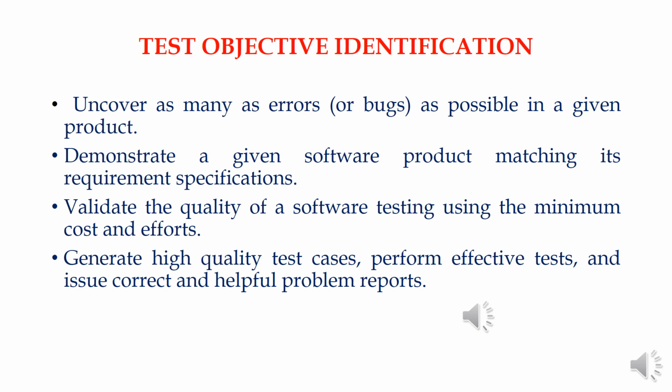First, what is Test Objective Identification? Uncover as many errors or bugs as possible in a given product. Demonstrate a given software product matching its requirement specifications. Validate the quality of software testing using minimum cost and effort. Generate high quality test cases. Perform effective tests and issue correct and helpful problem reports.